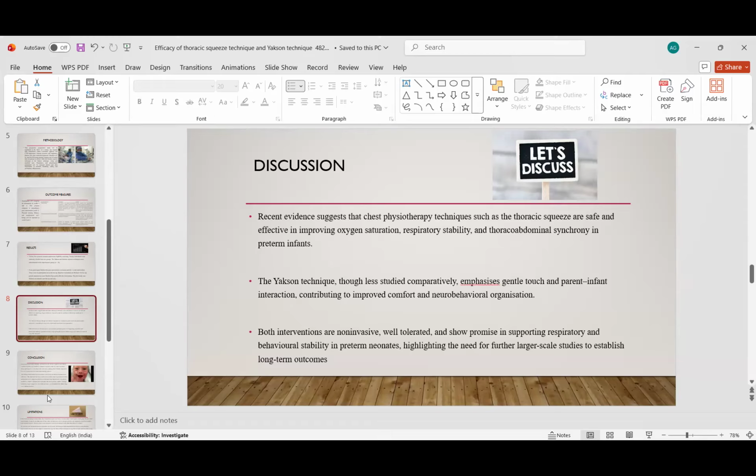The action technique, though less studied comparatively, emphasizes gentle touch and parent-infant interaction, contributing to improved comfort and neurobehavioral organization. Both interventions are non-invasive, well tolerated, and show promise in supporting respiratory and behavioral stability in preterm neonates, highlighting the need for further large-scale studies to establish long-term outcomes.